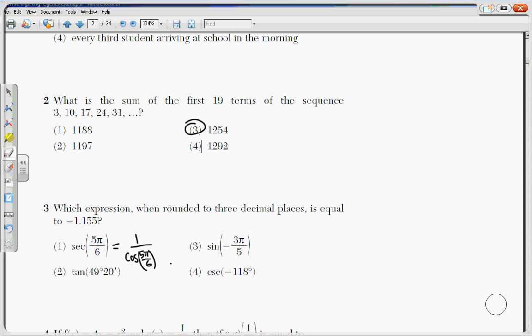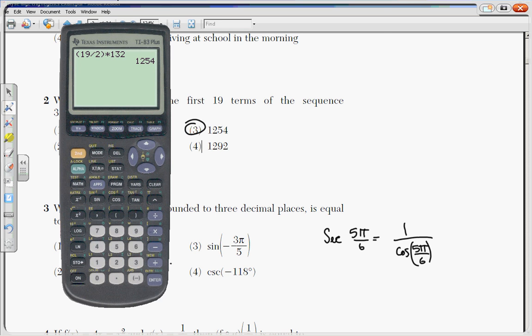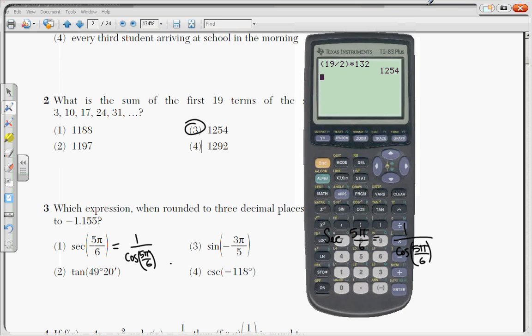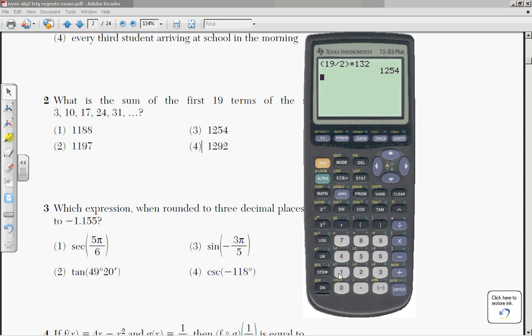So when I enter that into my calculator, if I get this result, then that will be my answer. Remember, secant 5 pi over 6 is 1 over cosine 5 pi over 6, and this is what I'm going to enter into my calculator. Watch how I do this carefully so that you can enter it accurately in your calculator too. So we're going to do 1 divided by cosine 5 pi over 6.